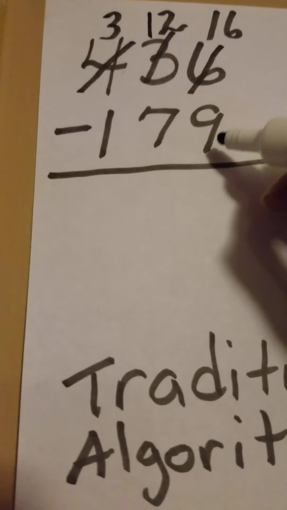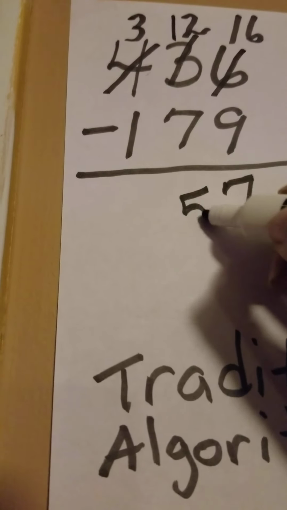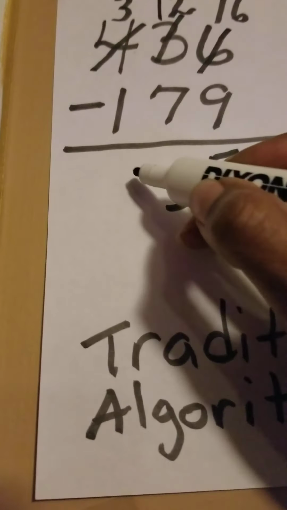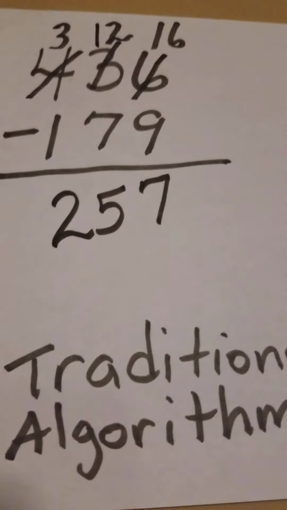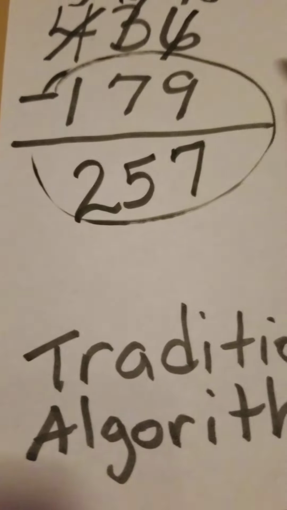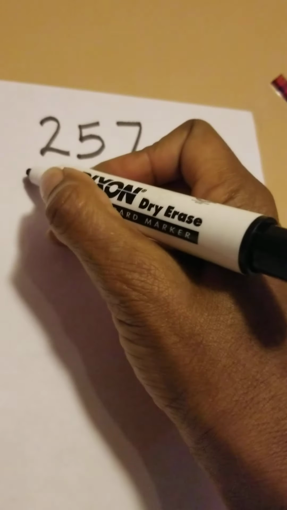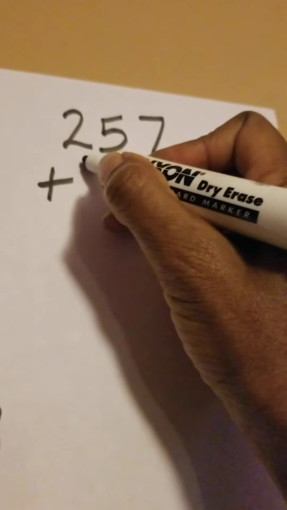16 take away 9, we have 7. 12 take away 7 is 5. 3 take away 1 is 2. 257. And we could also check by just using these two numbers here. So we could have 257 plus 179. Addition and subtraction are inverse operations.